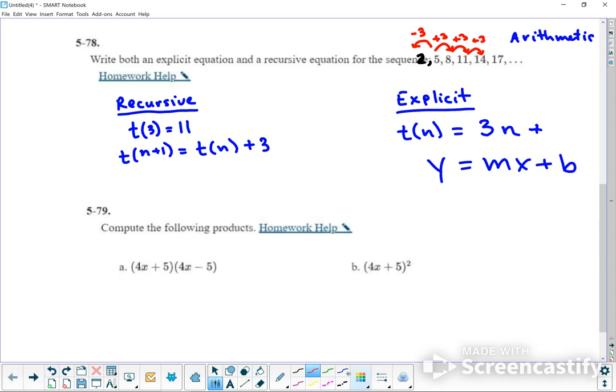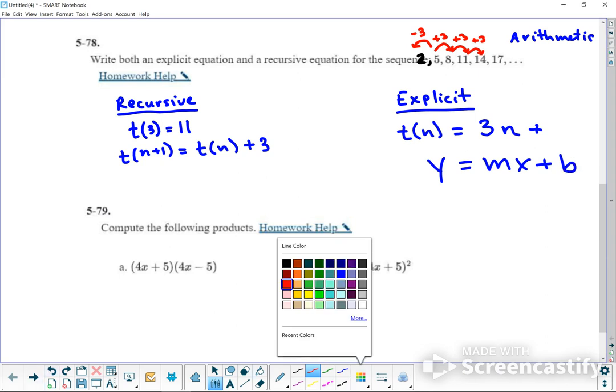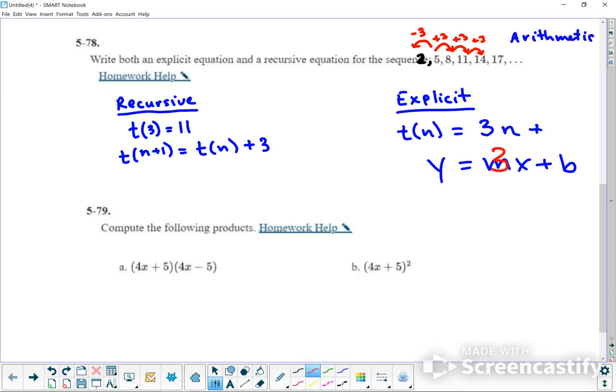Okay, so that means that your equation for the explicit term is y equals 3x plus 2. But since we're writing it like that, it's going to be t of n equals 3n plus 2. And that's your explicit formula.